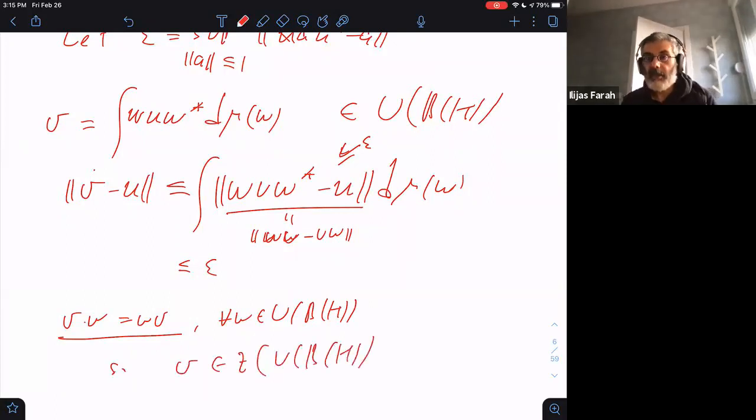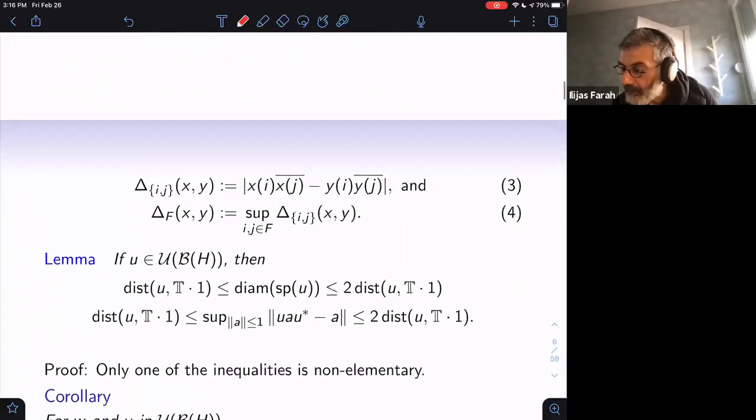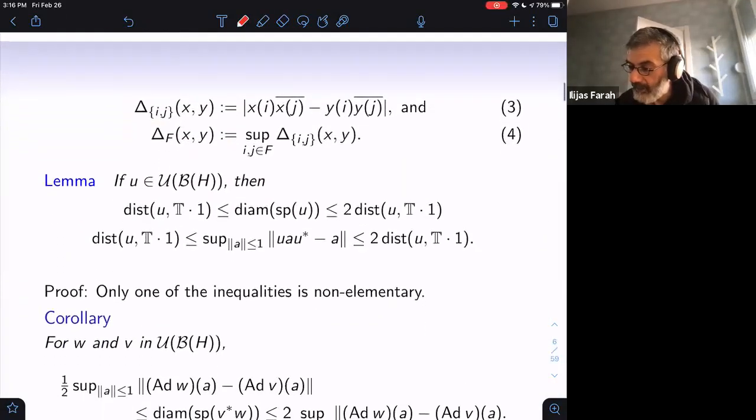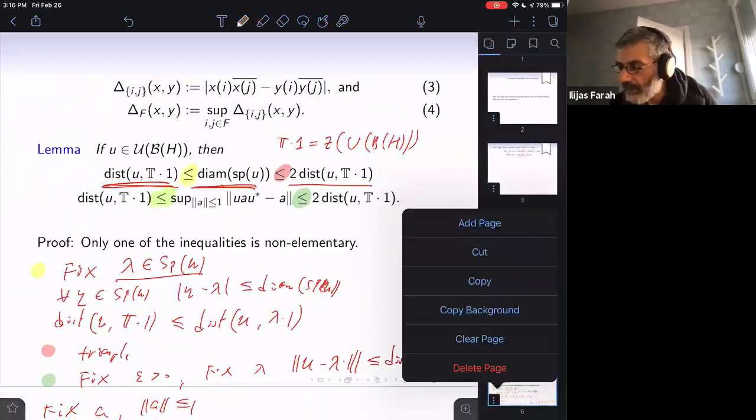Okay, but now we are in Hilbert space. What is the center? The scalars. Right? If you have a unitary whose spectrum has more than 1 point, it is not central. So V belongs to T times 1, and as we saw, V is exactly that point that we were looking for. All right, so we proved these 4 inequalities.